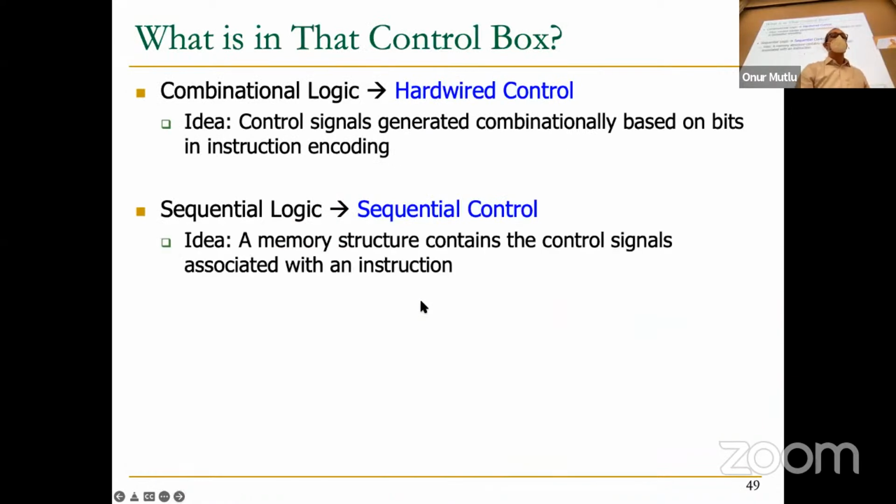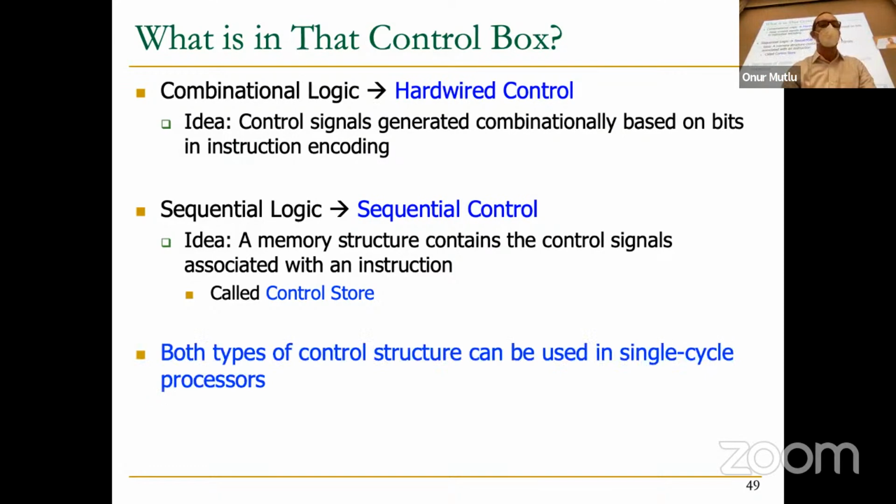But you may also have sequential logic. You may have a memory structure that contains the control signals associated with an instruction. You index the memory using the opcode and funct bits. This is called a control store. After indexing this memory structure, you get all of the control signals that you need. This is another way of implementing that control box, and we will see this toward the end of today's lecture, hopefully.